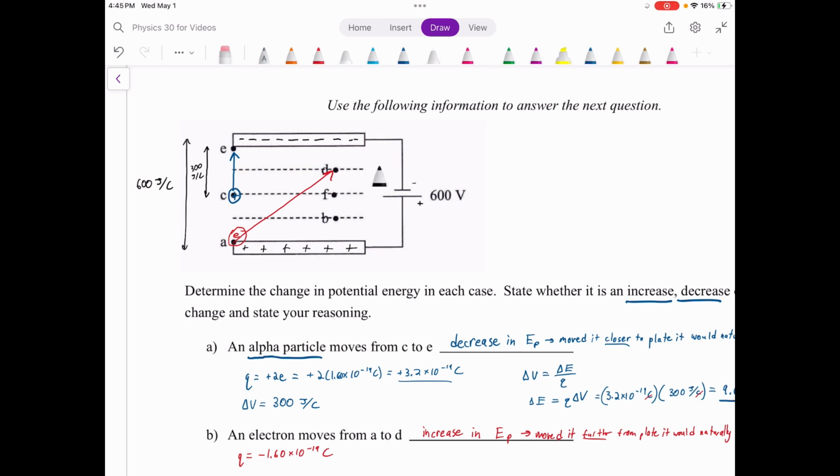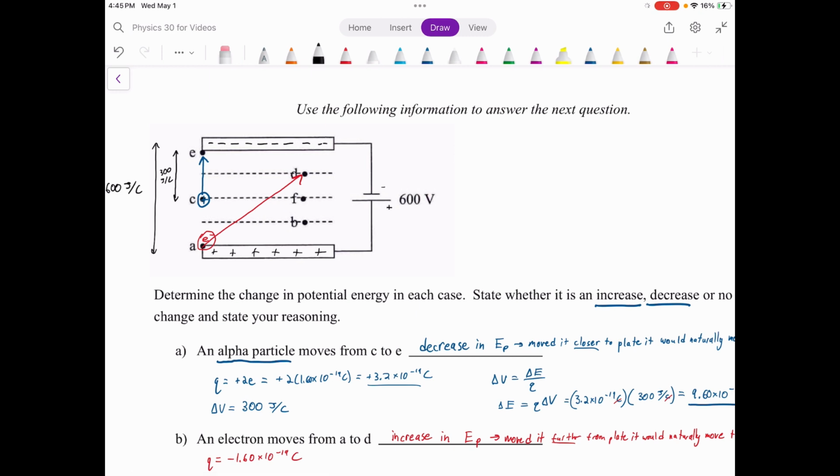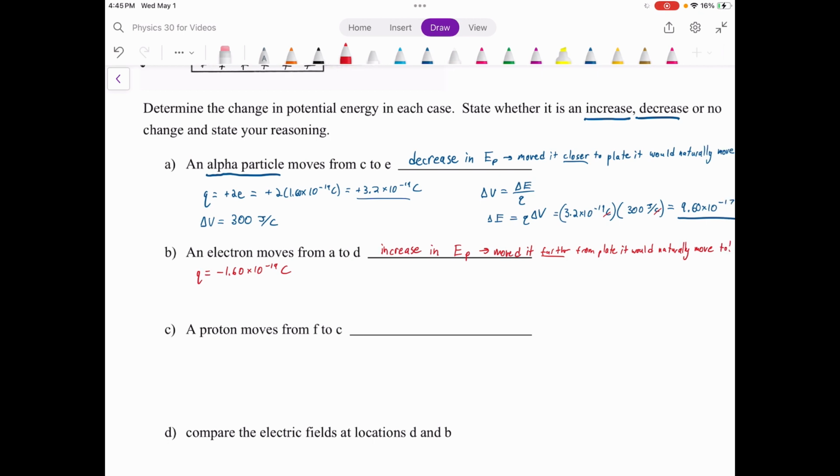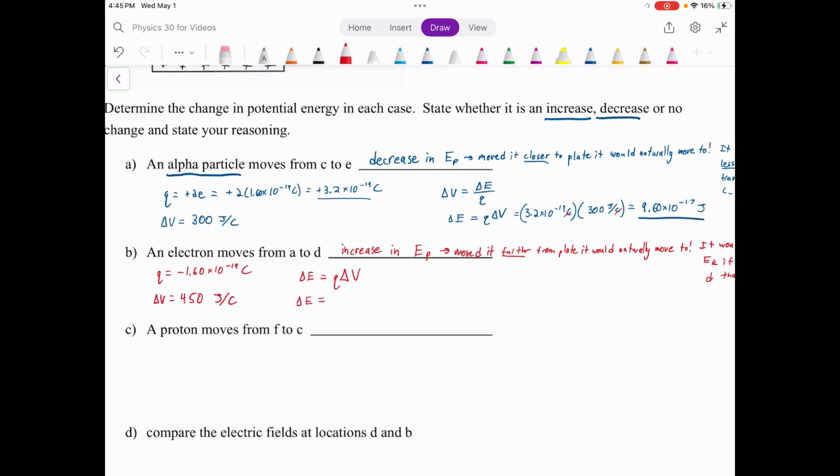Okay, so with that in mind then, what potential difference have we moved it through? Well, we haven't moved it through the full 600 volts, right? But we have moved it through 1, 2, 3/4 of it. And 3/4 of 600 would be 450. So we've moved it through a potential difference of 450 joules per coulomb. We know the charge of an electron. That's also on the back of our formula sheet, so we're ready to calculate. Same equation, same ideas at work, just a different charge because it's an electron now instead of an alpha particle.